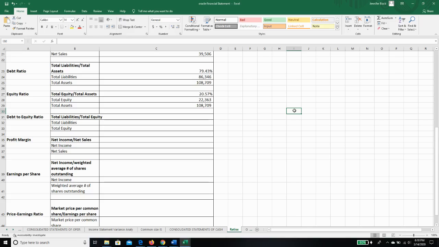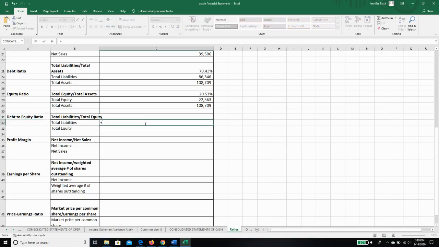So that tells me that of all of my assets that I have, 79% are pledged away to pay off liabilities, and 20% is left over for the shareholders. Is that good or bad? It kind of depends. 20% may not seem like a lot of the assets for our shareholders, but we're talking 20% of $108 billion. Maybe that is good. And again, look at competitors, look at past years, and it'll give you an idea of how the trends are going. Finally, we're going to do our debt to equity ratio.